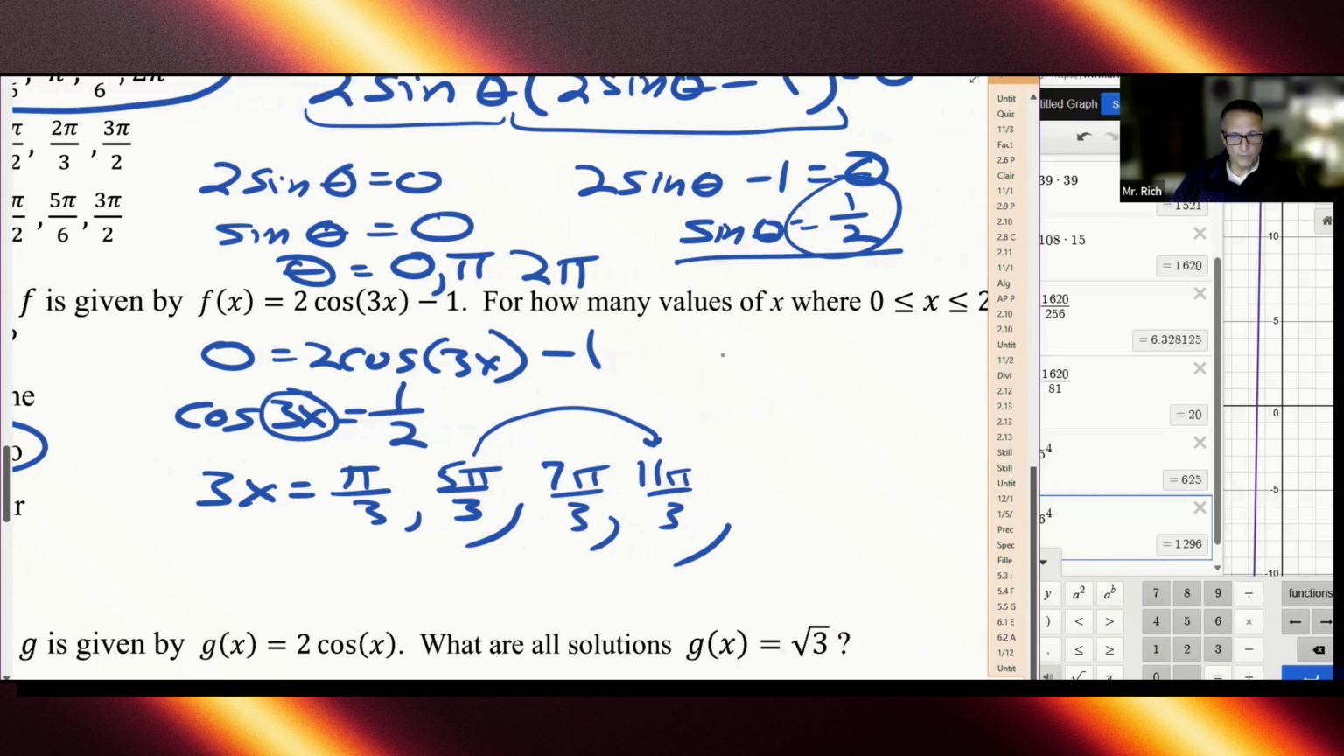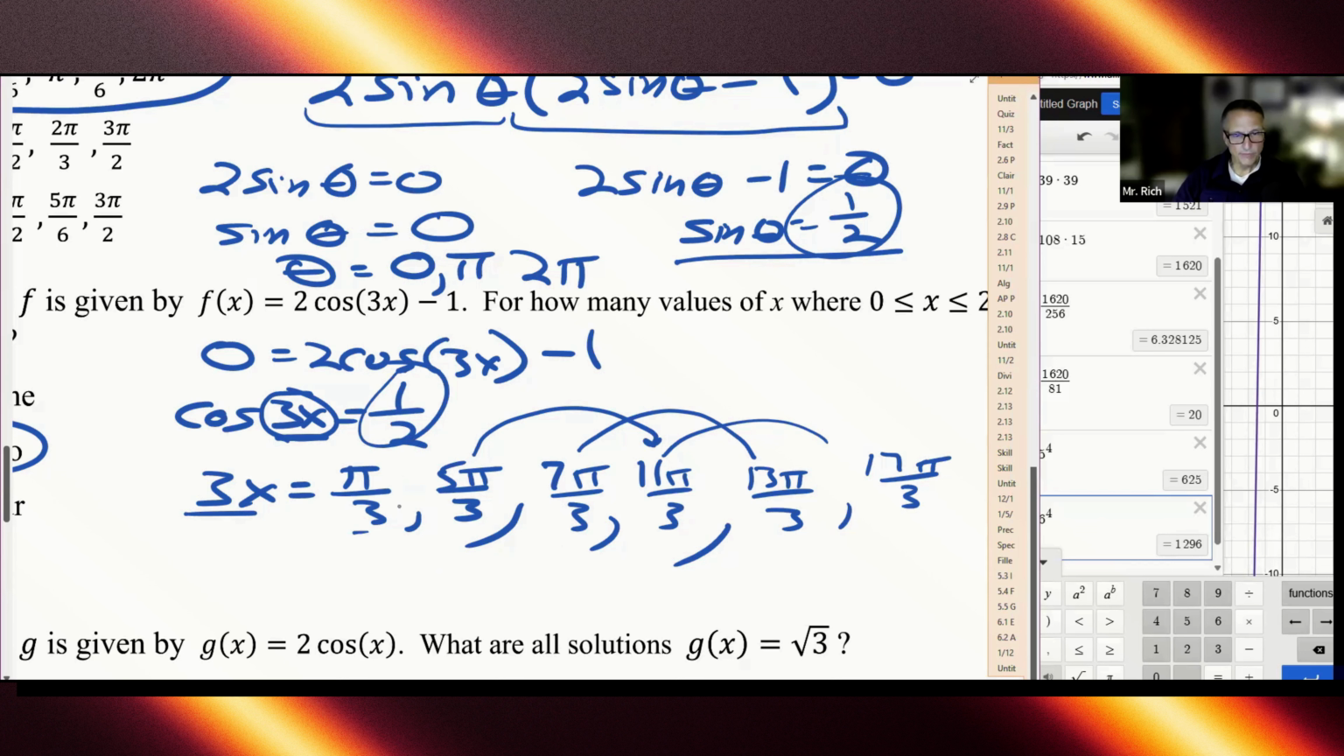I'm going to go another one. I'm going to add another 2 pi to 7 pi over 3. It's 13 pi over 3. I'm going to add another 2 pi or 6 pi over 3 to this. 17 pi over 3. And remember, these are all equal to 3x. These are all angles whose cosine is 1/2.